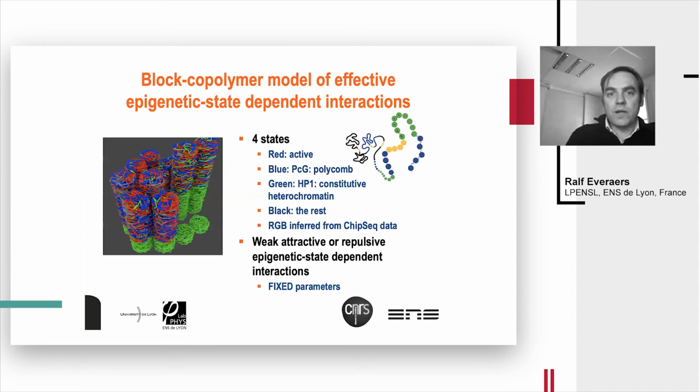Now the question is what happens if we switch on these epigenetic state-dependent interactions. So we distinguish 4 states. Red are active sites, blue contain lots of polycomb, green is constitutive heterochromatin HP1, and black is just all the rest. And in what I showed you, we did not vary them. Of course, we searched for good parameters, but it's always the same parameter.